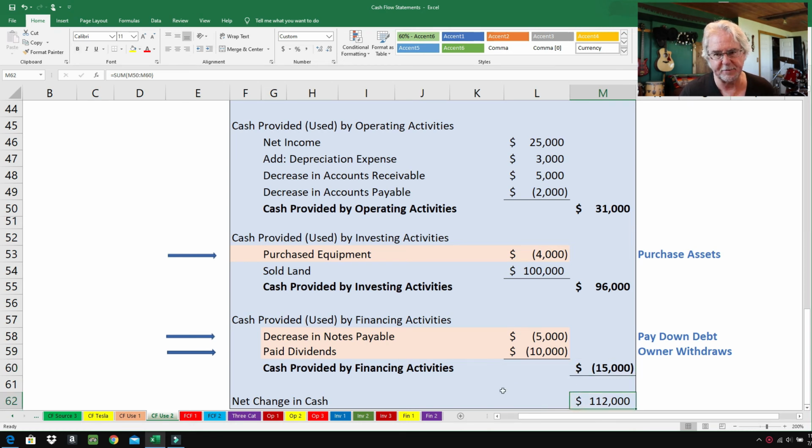One more time, what's the most important number on this cash flow statement? Is it the bottom line number, 112,000? I hope you said no by this time. It is operations. That's the most important number. That's the first place to look on this cash flow statement. You want it to be positive and not negative.